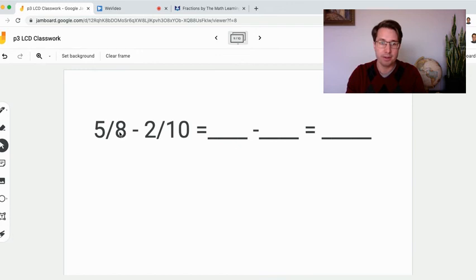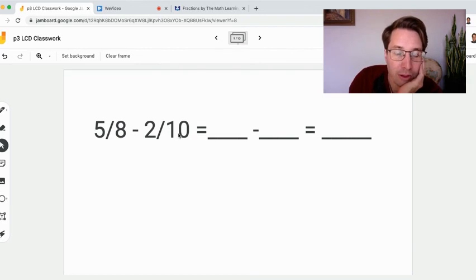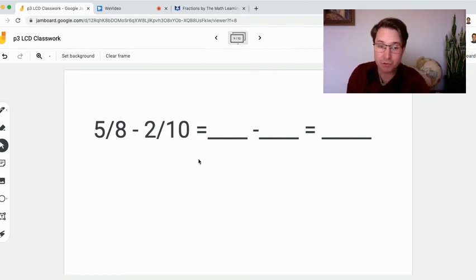Does 8 go into 10? Nope, they don't. So there's a few different things you could do here. You can multiply them both by each other, so you can have a denominator of 80. But if you think about your times tables, 8 goes into 40. I know that because 8 times 5 is 40, and 10 times 4 is 40 as well. So we can use 40 as our least common multiple.